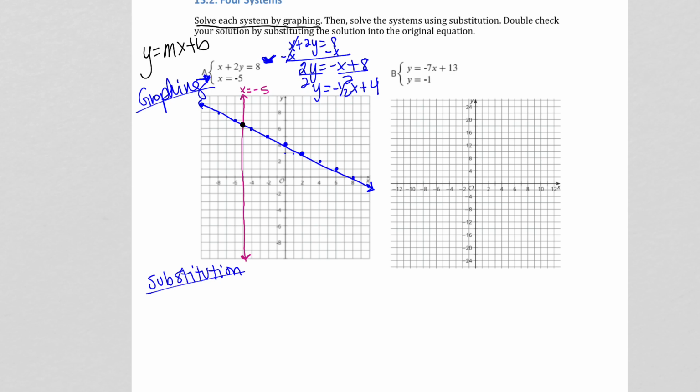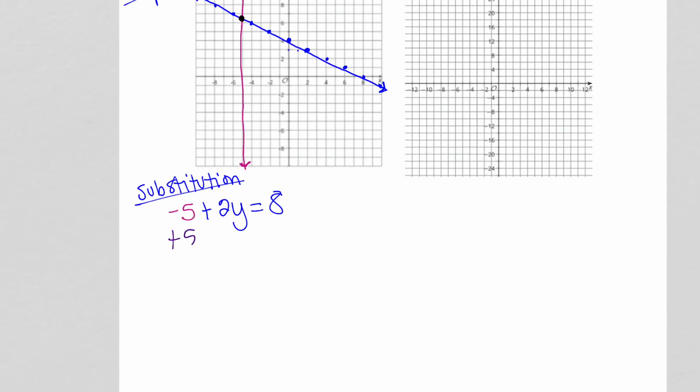I did this one in pink and I did this equation up here in blue, so I'm going to keep that consistent. So top equation's in blue, the bottom equation is in pink. Okay, so we're going to do -5 plus 2y equals 8. So we're just plugging it in. Now we're going to solve for y. I'm going to do this in purple. So we're going to add 5 to both sides.